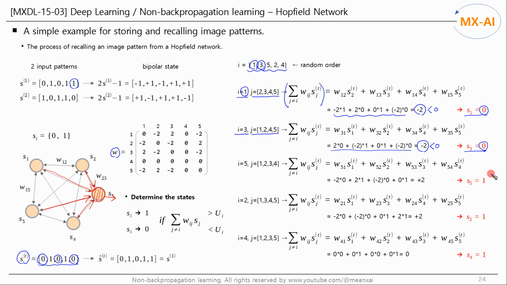In this way, we update the state of the remaining neurons. Then we get the following output pattern. This is identical to the first input pattern. That is, the corrupted pattern is reconstructed into the original pattern.